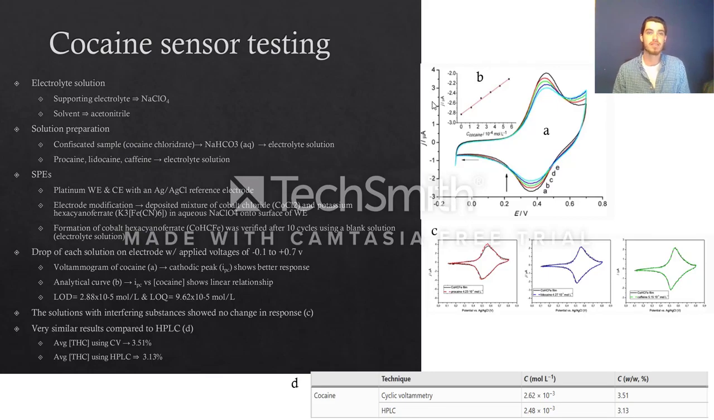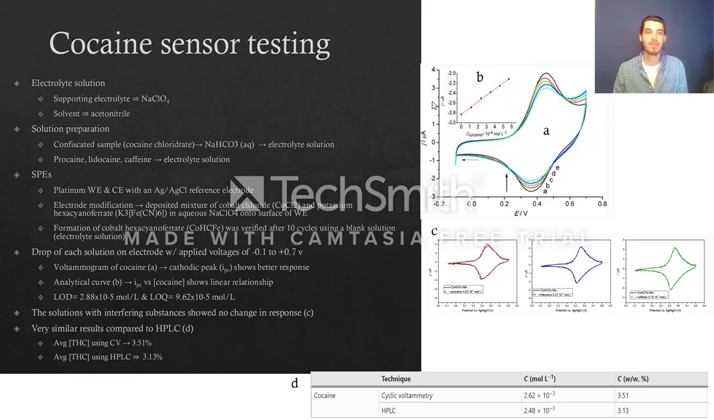When looking at the interference substances in Figure C, each analyte was analyzed individually for interference in the cocaine signal by the consumption of the hexacyanoferrate film. None of the results showed any decrease in the peak currents, which means no change in the graphs. That suggests that the specific peak signal for cocaine enables analysis of samples just by dissolving it in acetonitrile and sodium perchlorate.